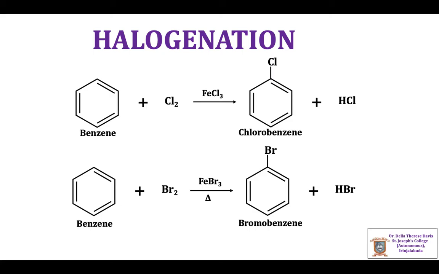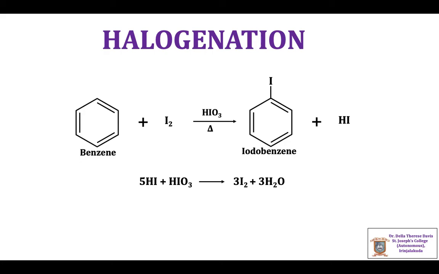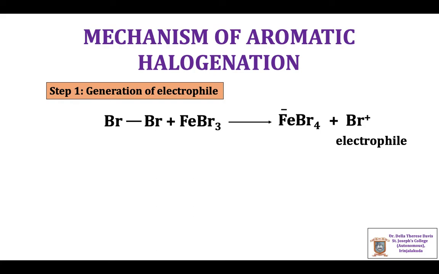In halogenation, halogen substitutes hydrogen in the benzene ring. If the halogen is chlorine, we get chlorobenzene. If it is bromine, we get bromobenzene. And if it is iodine, we will get iodobenzene. Now let us see the mechanism of halogenation. Here we are taking the example of bromination.